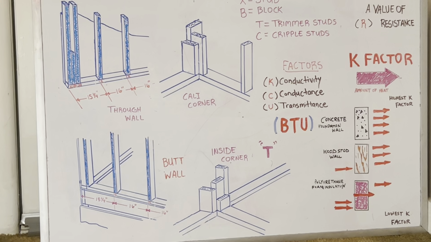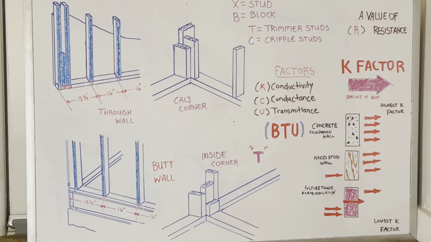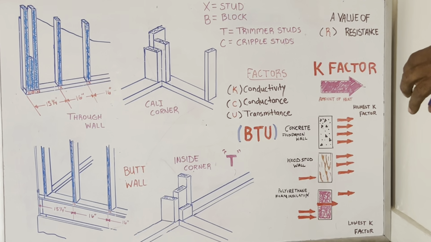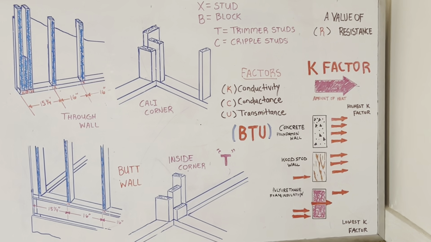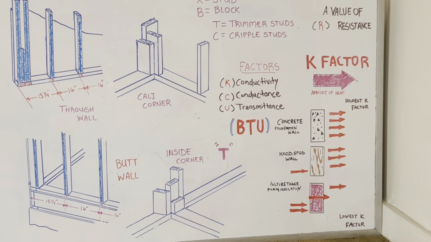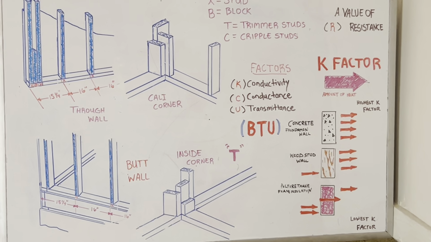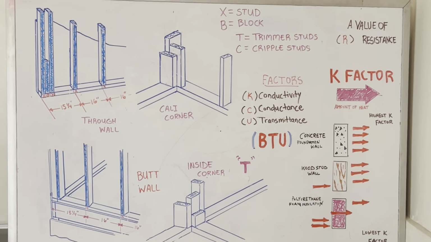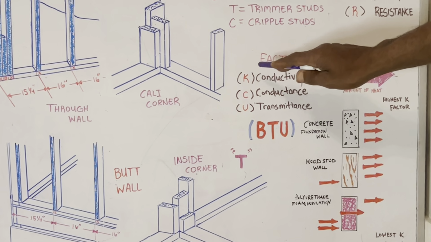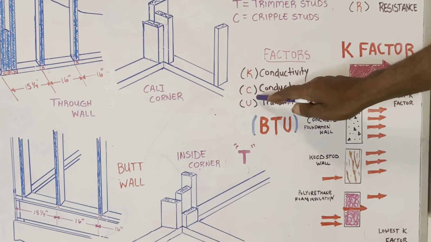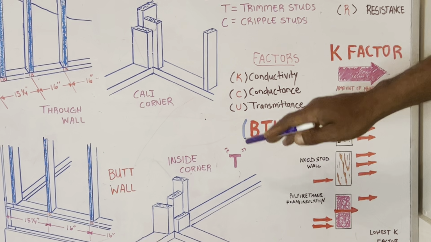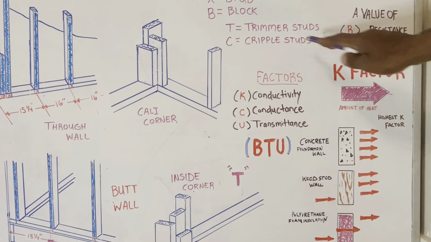Okay, so each type of material reacts to heat a certain way, or conducts heat. Now technical information about each type of insulation is expressed in letters that represent certain factors. Conductivity is represented by K. Conductance is C, and transmittance is U. Okay, a value of resistance, R, is based on these factors.